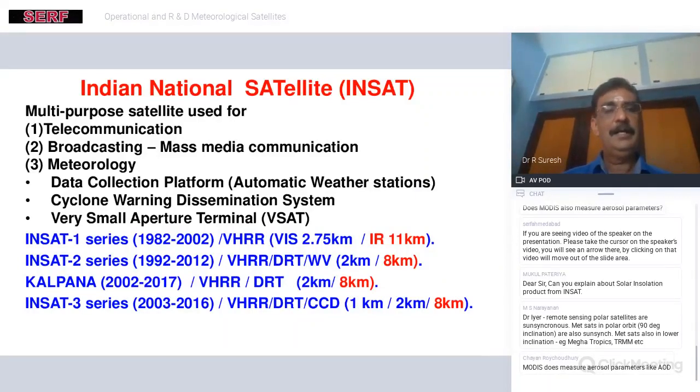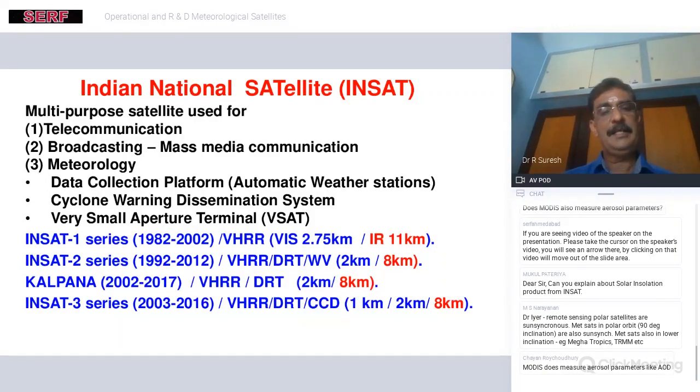It is a satellite by name INSAT, Indian National Satellite. It is a multi-purpose satellite for telecommunication, broadcasting, and meteorology. For broadcasting, it is TV and visual media communication. Telecommunication is the land-based usual telephone communication. In meteorology, it was threefold.